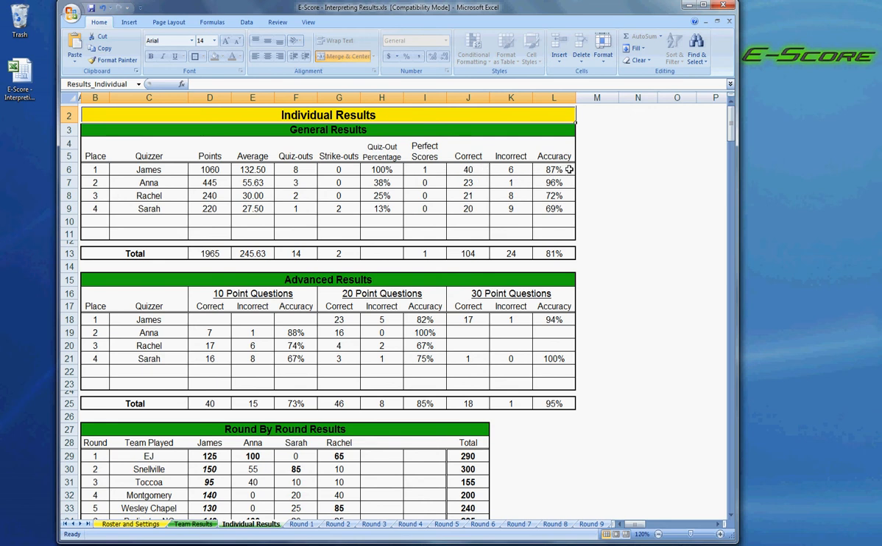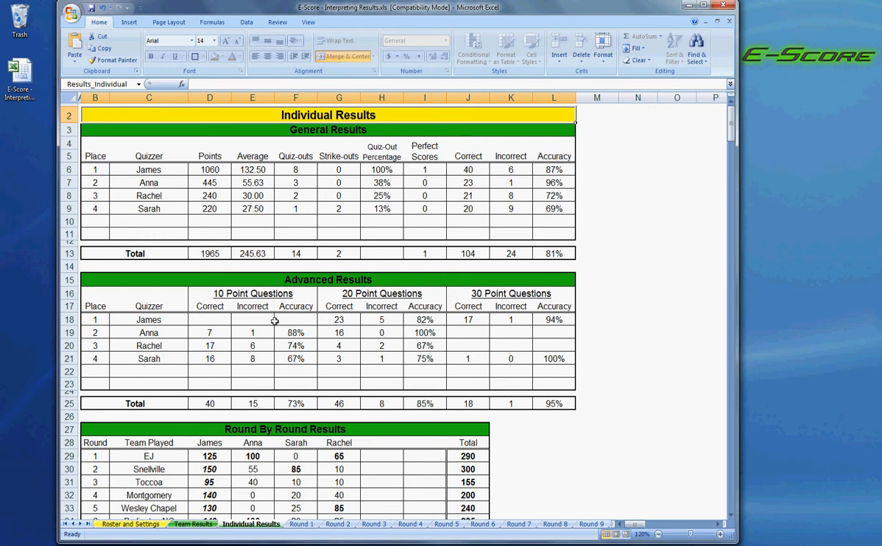Again, 80% accuracy is what you want. I hit 87, Anna unbelievably high at 96. The other two were a little lower, but look at the team accuracy, 81%. It's just above the 80% that we want as a team. So that's good. Advanced results.